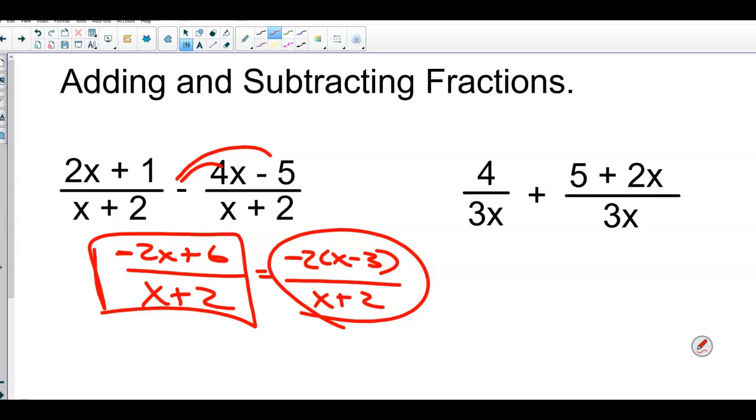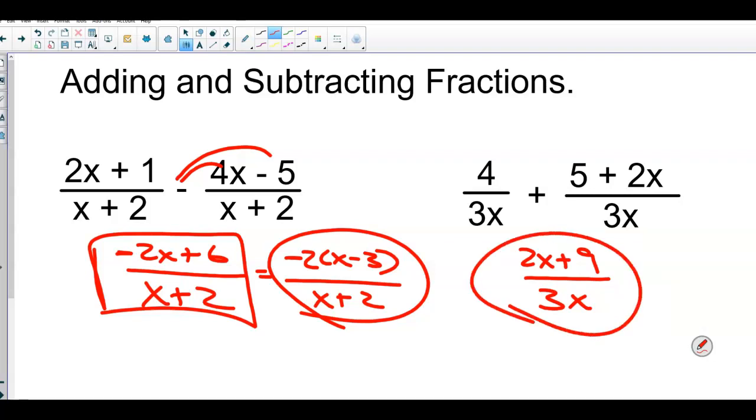The second one, the common denominator is given. I put it down. 4 and 5 is 9. I think it probably looks neater to do 2x plus 9. But if you wrote 9 plus 2x, would I care? Not particularly. Either way is fine.